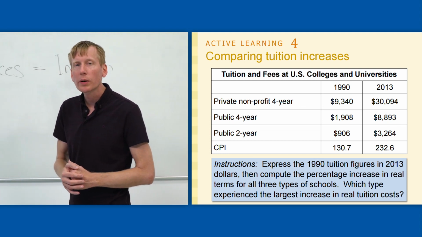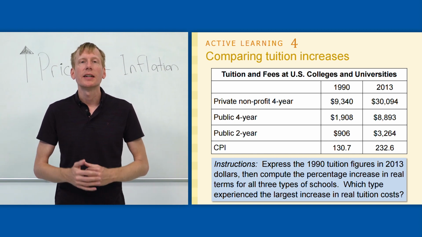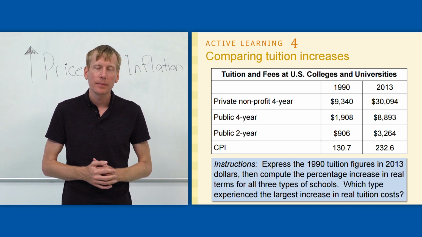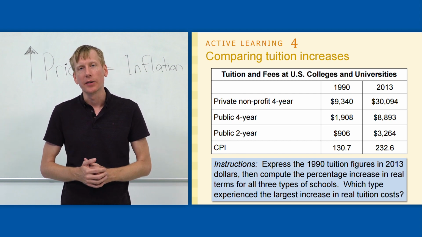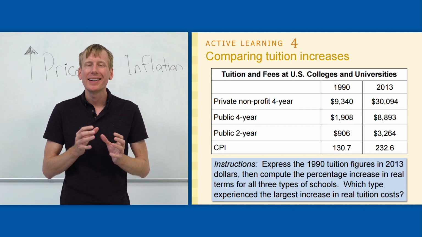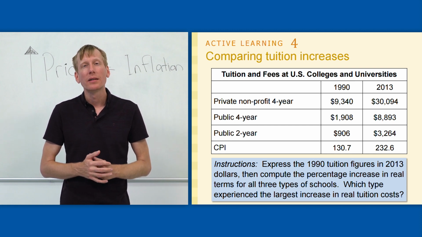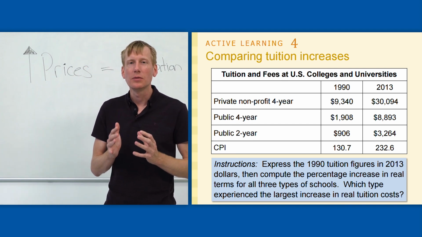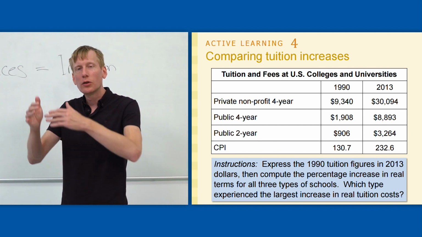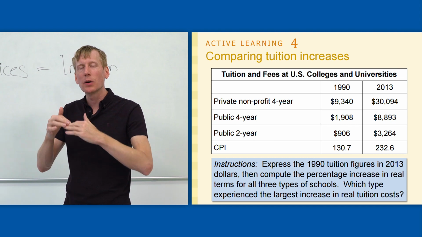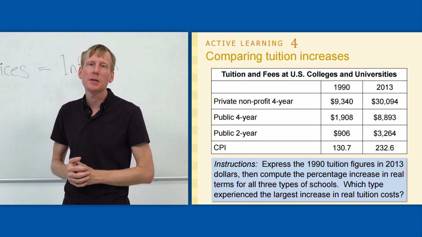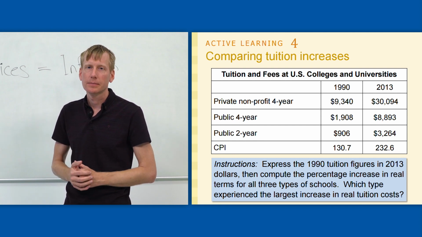Now, what we're going to compare here is the cost of attending these universities in 1990 as a single point in time, and in 2013 as another. We say the CPI in 1990 is 130.7, and the CPI in 2013 is 232.6. So then 232.6 divided by 130.7 is how much prices overall over that span have increased.